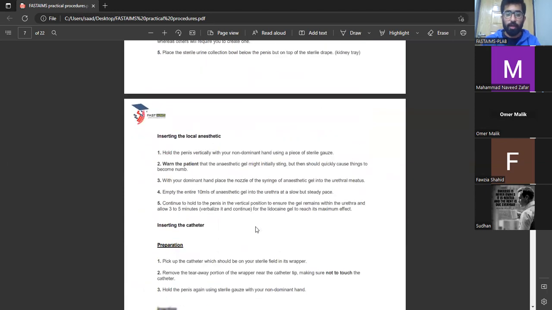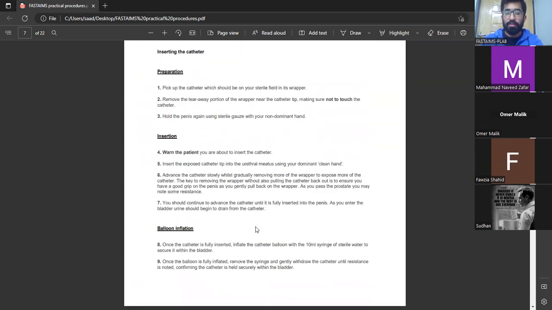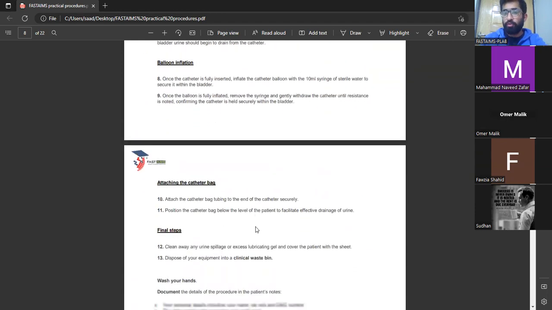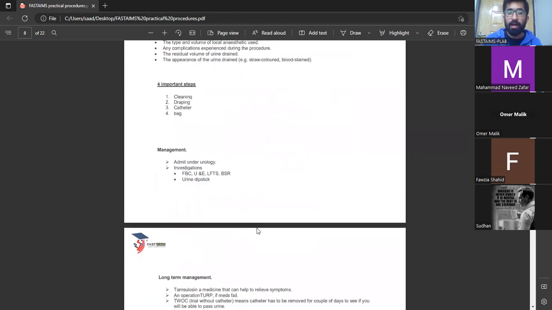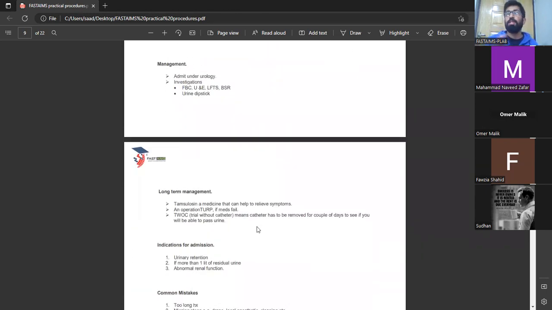So this is a simple approach to do urethral catheterization. You may be able to do this catheterization in 3 to 4 minutes. Now you will have 2 minutes. In the last 2 minutes, you have to discuss management, either with the patient or with the examiner. What are you going to do now?